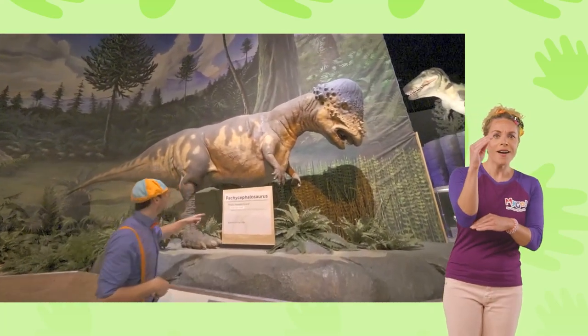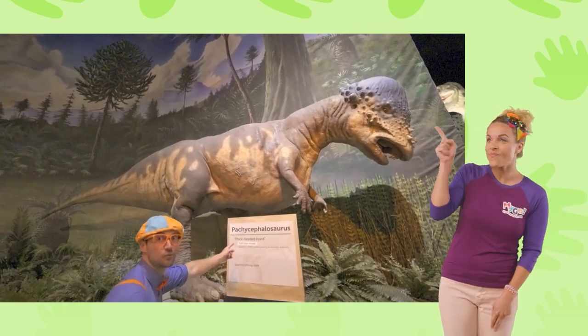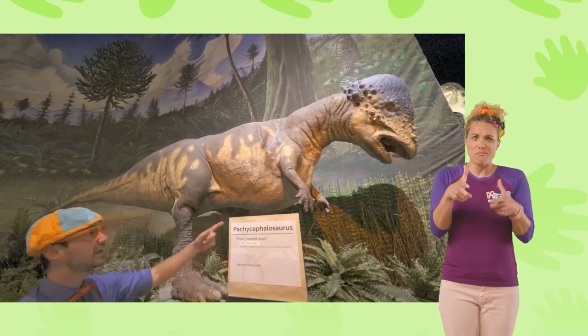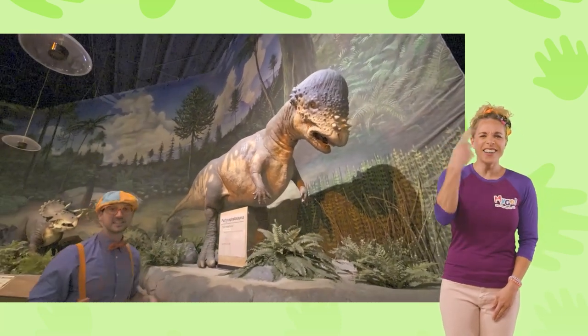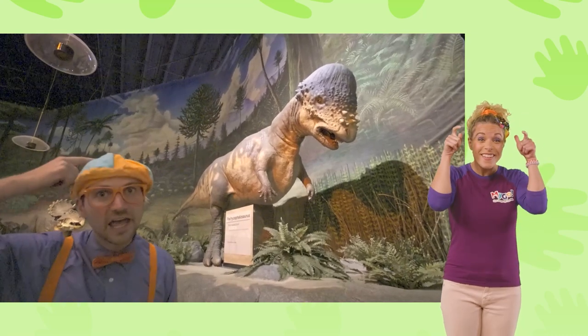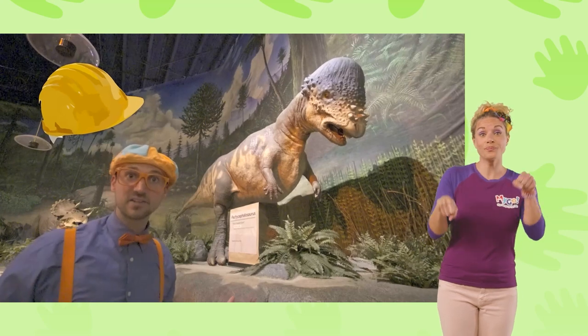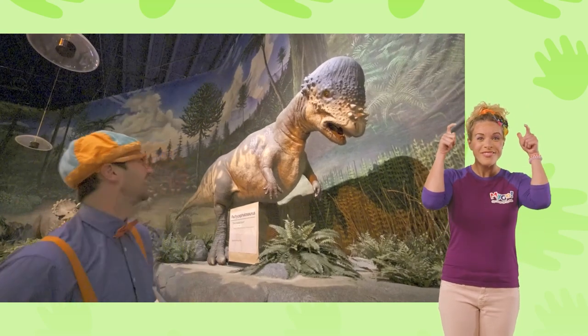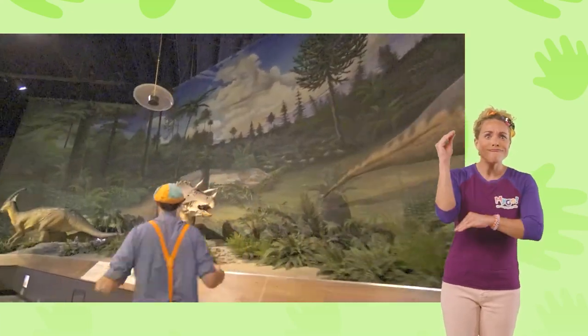Dinosaur. Whoa, this dinosaur. That's its name right there. It's really big. Hey, look at its head. Hey! See? It kind of looks like it's wearing a helmet. Just like when you and I ride bicycles, we wear helmets. Cool. Oh, here's some more dinosaurs.